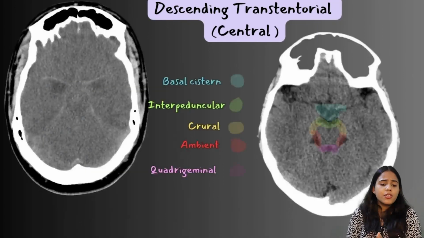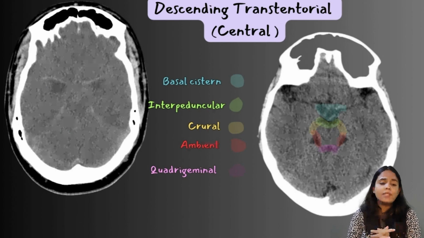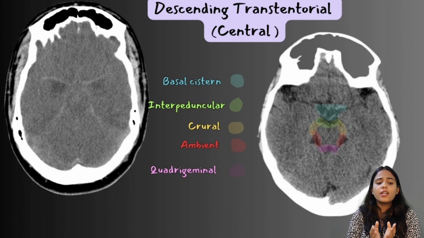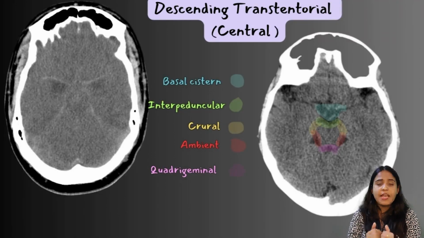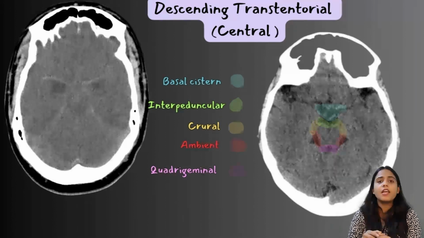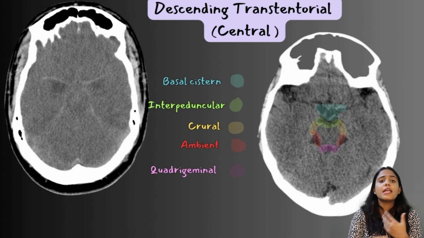On the CT image on the left, we see that the bilateral temporal lobes have descended through the tentorium, and there is effacement of both the suprasellar as well as the basal cisterns. The midbrain is pushed inferiorly, and there is compression of the perimesencephalic cisterns, that is the cisterns surrounding the midbrain, which are mainly the interpeduncular cistern, the crural cisterns, and the ambient cisterns.